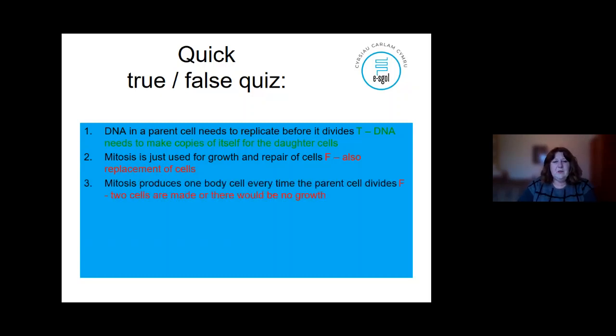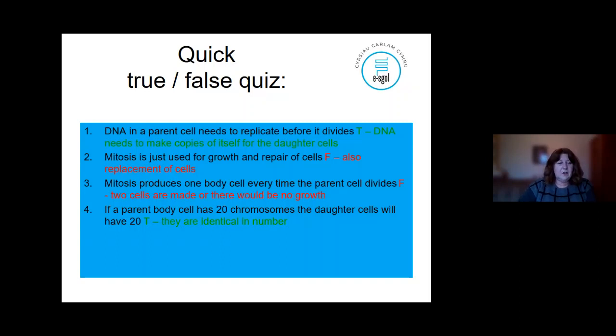Number 3, this one's another false. Mitosis produces one body cell? No, 2 cells are made, otherwise you wouldn't get any growth. If you were just replacing one cell with one, you'd never actually carry on getting bigger. You'd just be replacing like for like. Number 4, yeah, it is true. If you start with a body cell of 20 chromosomes, you will produce daughter cells, each of 20 chromosomes. They're identical in number. So well done if you got that.